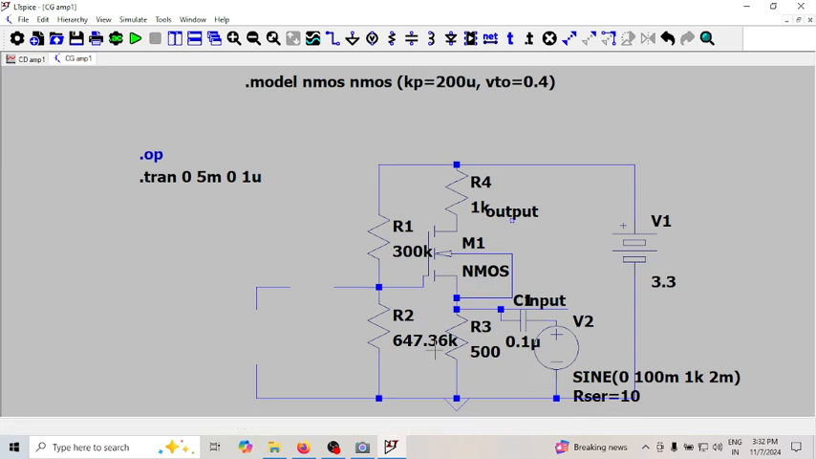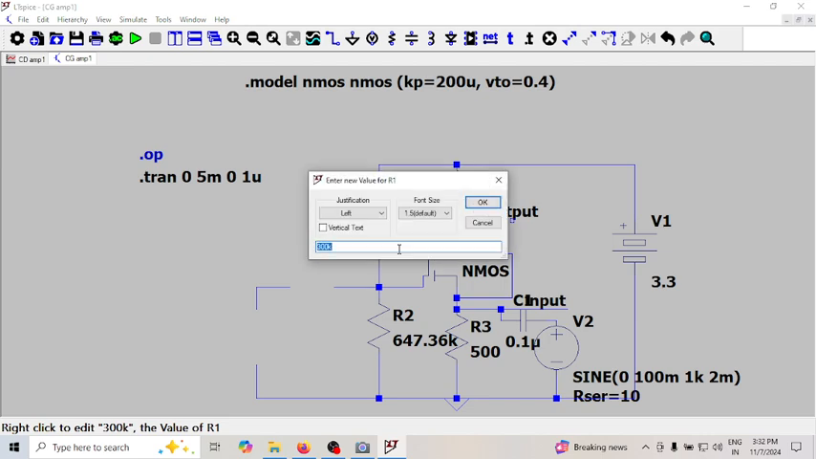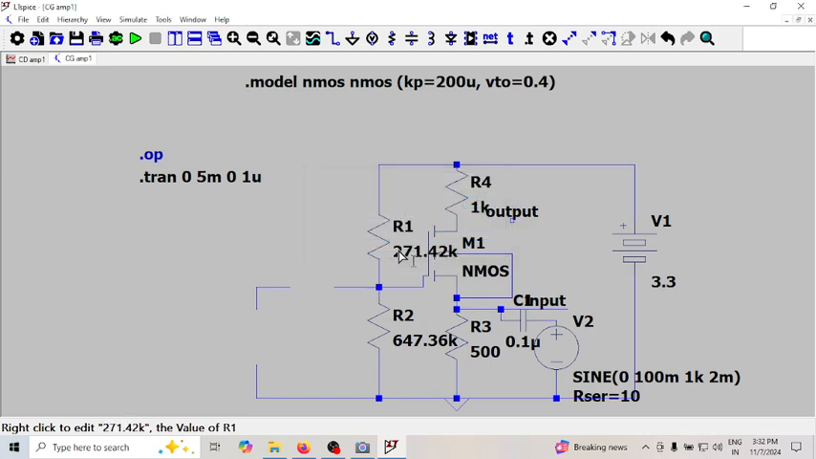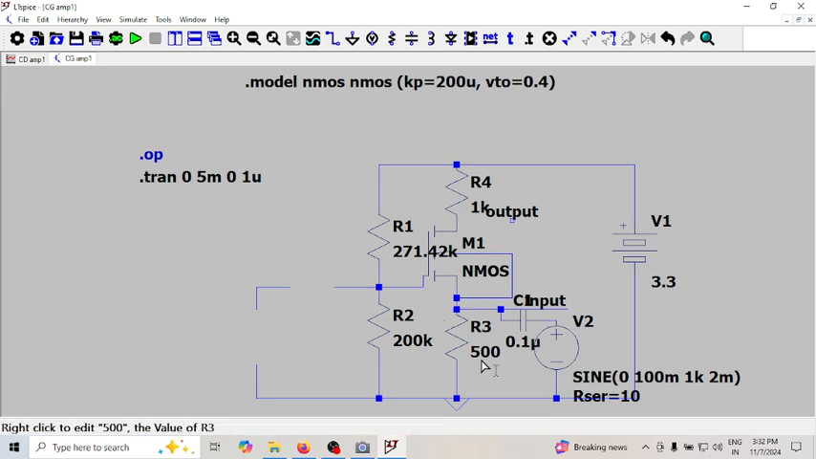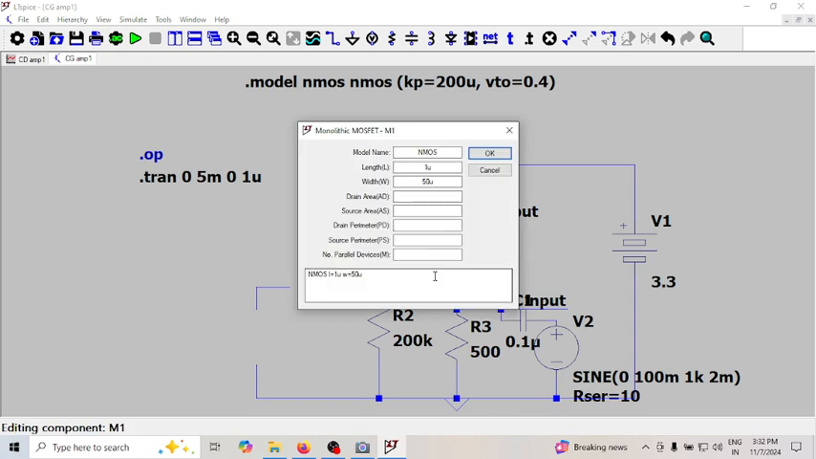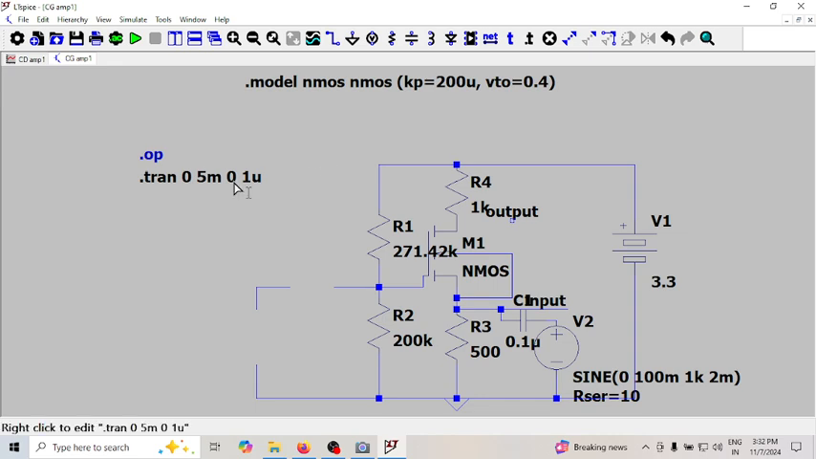So this is our resistance, and this value of R1 what we found is 271.42 kilo ohms, and this is actually 200 kilo ohm. This is done, and this is 1k. W value is 40. Let me make this 40. So everything is done. I hope all these values are fine.